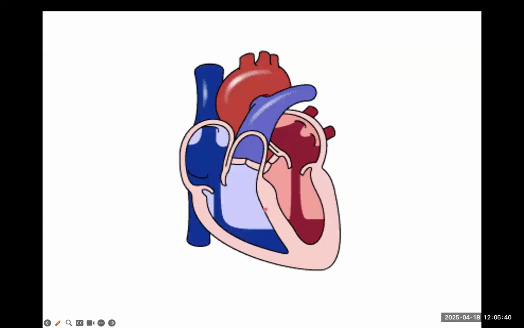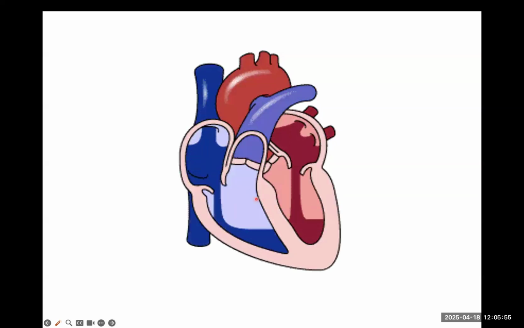So they relax, they wait for it to fill up, and then the bottom two contract, they send the blood away, and then this thing happens with all the four chambers, they relax in order for the blood to refill. So that's going to be the cardiac cycle. You do need to remember that.